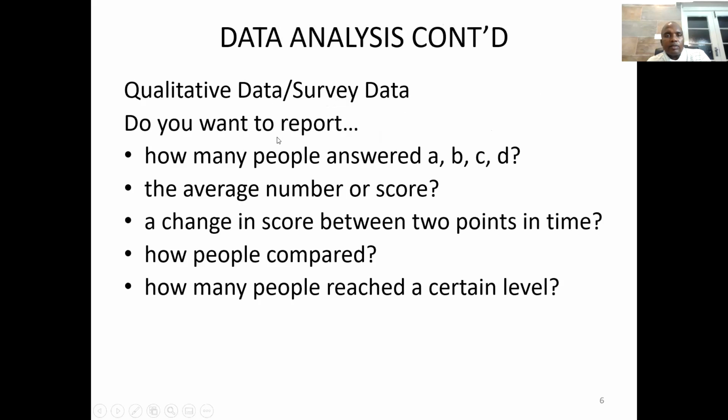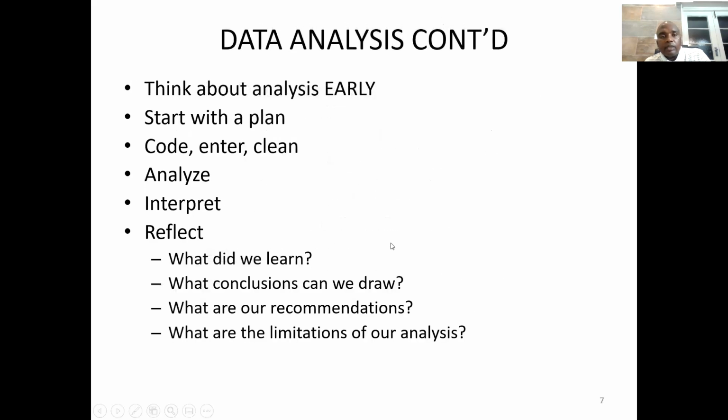When you look at qualitative data, it's normally gathered through surveys. For instance, reporting how many people answered A, B, C, the average number or score, a change in score between 2 points in time, how many people compared, and so on. The qualitative data can be gathered through surveys. And then a preliminary process involved in data analysis is to have a plan. Without a plan, data analysis is not possible.